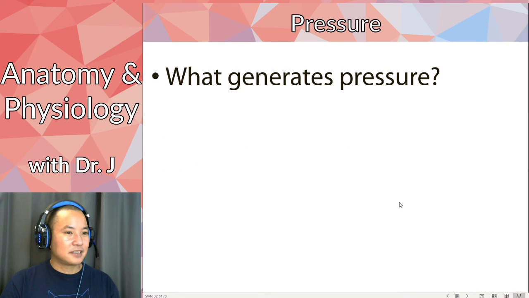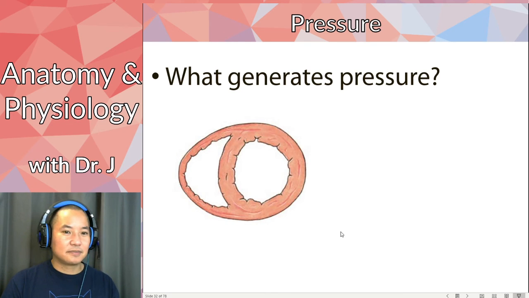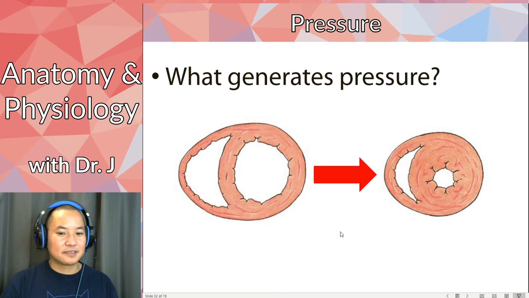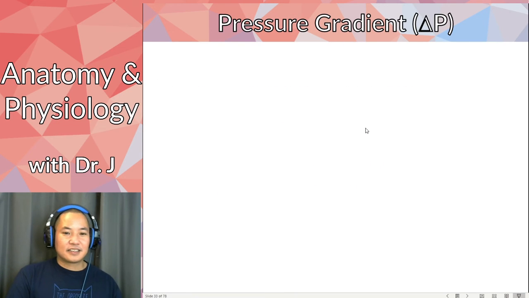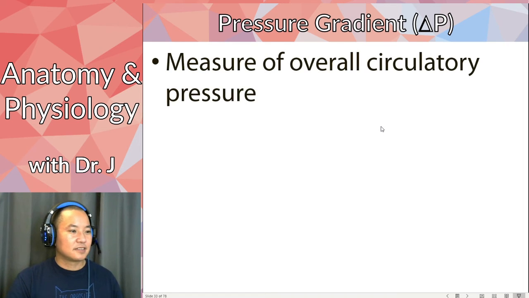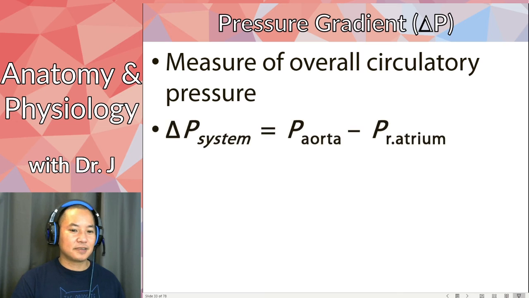Okay, so then what generates pressure? Again, what's that big pump causing the pressure throughout all your vessels? It's from the contraction of your heart muscle, right? By squeezing, that's going to squeeze all the blood inside the ventricles. That causes the blood to flow out due to the increased pressure inside the ventricles. Now, pressure gradient and the abbreviation delta P, sometimes called pressure drop, is a measure of overall circulatory pressure. So what is the difference between pressure where it's highest and where it's lowest?